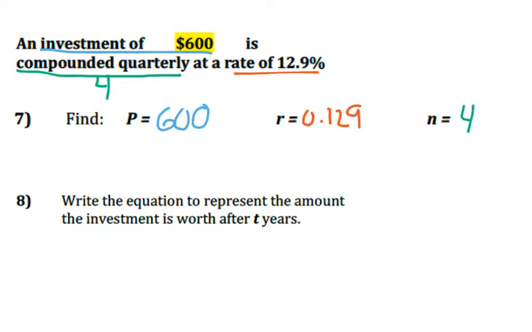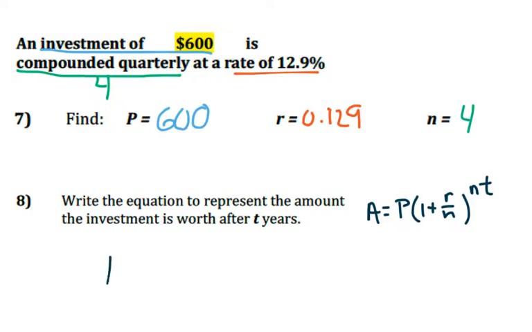Now we're going to go ahead and write the equation to represent the amount the investment is worth after T years in number 8. So remember, we're referring back to this compounded interest formula, and we're going to substitute in the values we have written in number 7. So pause the video and try it. So hopefully you have it on your paper. And remember that our formula is A equals P times 1 plus R over N, close your parenthesis, that being raised to the N T power.